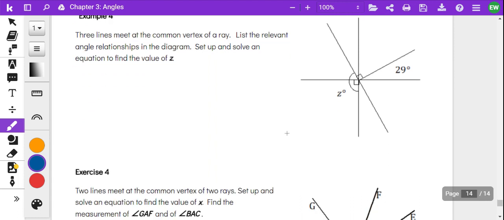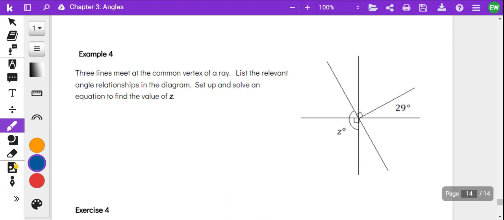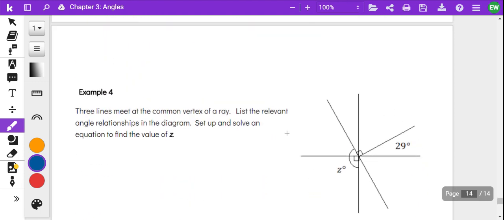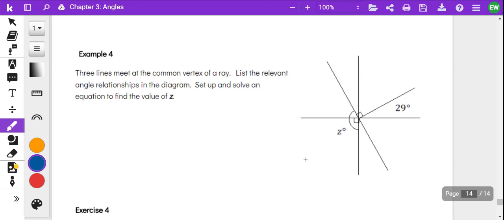Alright. These last 2 really, really kick it up. Okay? So there's going to be a lot of, like, I don't even know if we're going to do exercise 4 together. There's going to be a lot of, like, labeling and relabeling. So I'm going to be using, like, different colors. So I just want you to really focus on how I'm labeling the diagram. And for example 4, because I'm going to be using, like, different letters and stuff too.